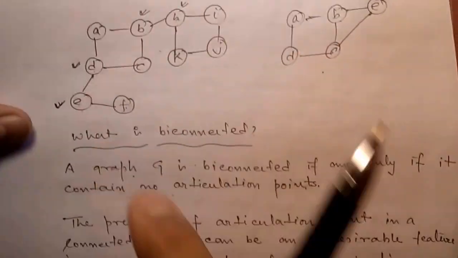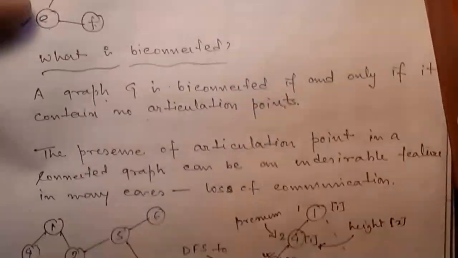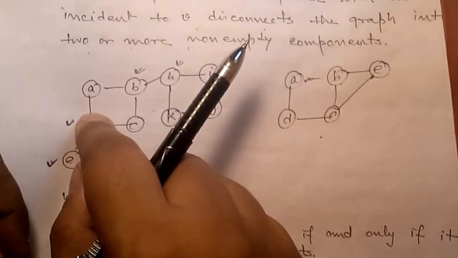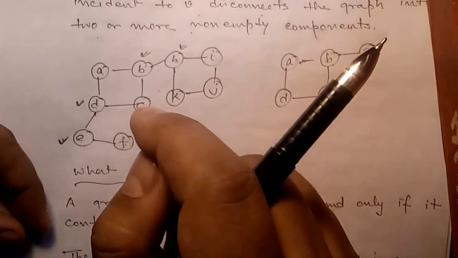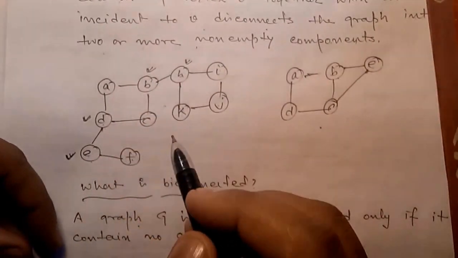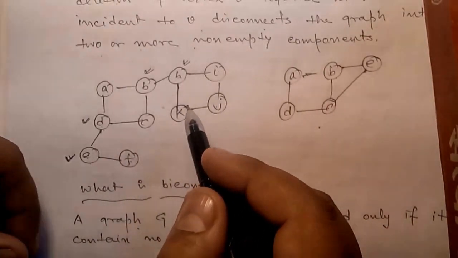So that is an articulation point. Sometimes an articulation point is undesirable, so our aim is to identify the articulation point and make the graph biconnected. So the question is how we can identify the articulation point and how we can convert this into a biconnected graph.